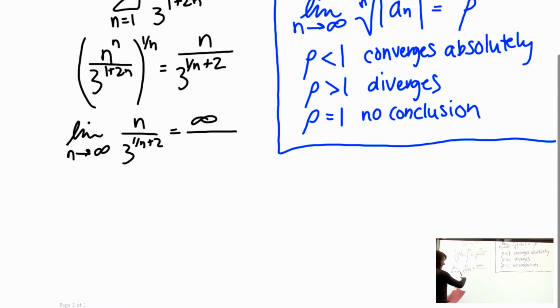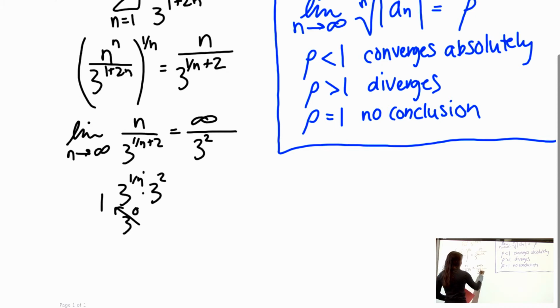And then we have this, because we can rewrite this as 3 to the 1 over n times 3 squared. So this just goes to 3 to the 0, which goes to 1. And then we just have this 3 squared. So we have infinity over 3 squared, which we know is still going to be infinity. And this is our rho.